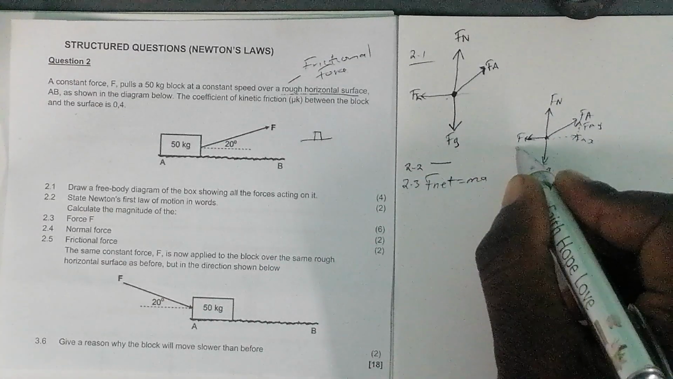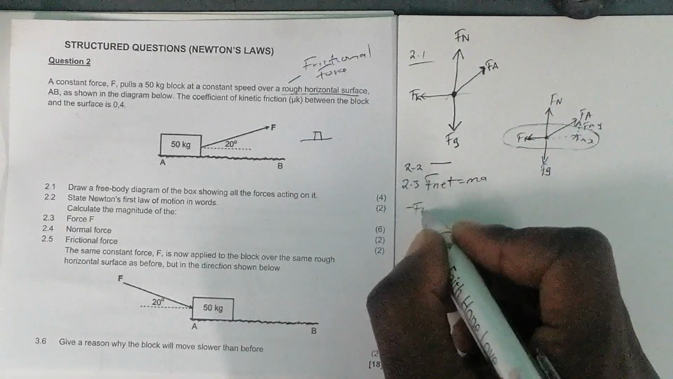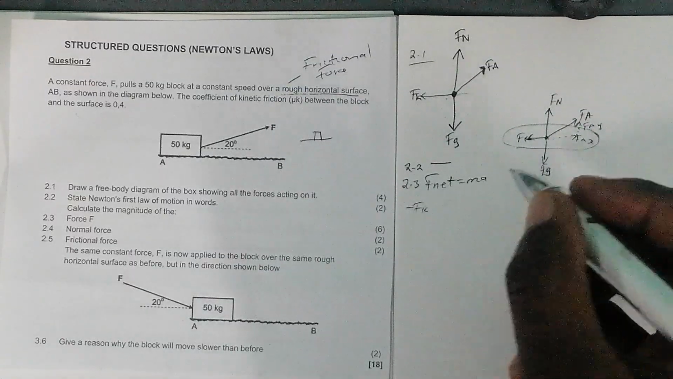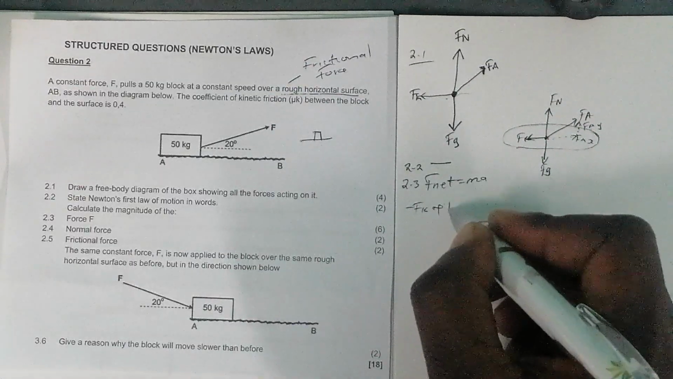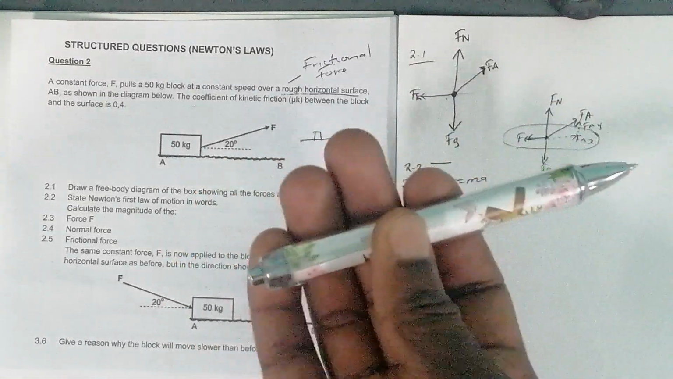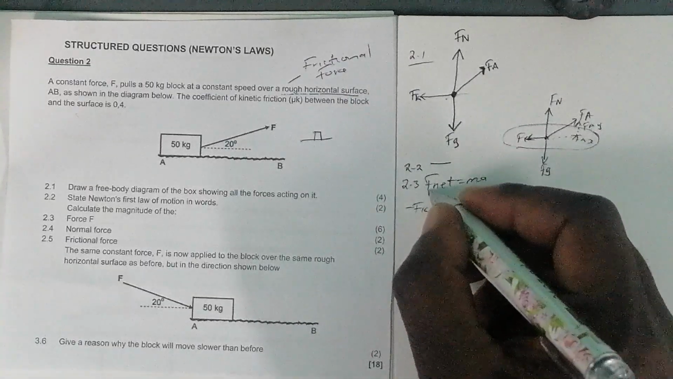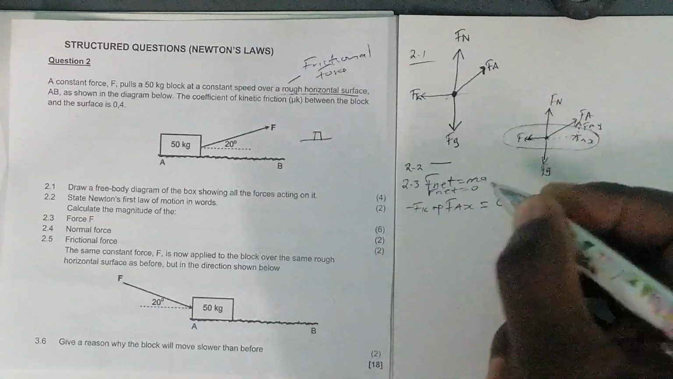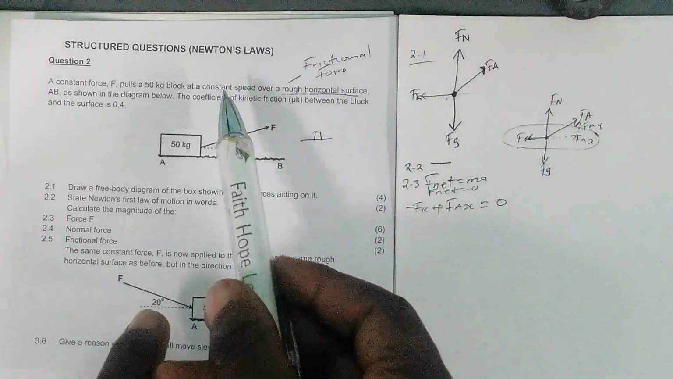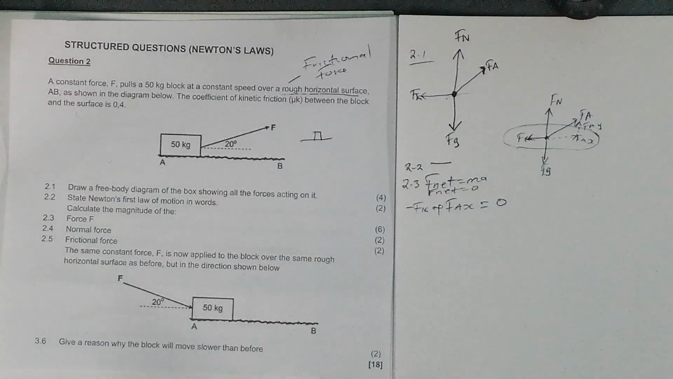Now we don't have one horizontal force, but we have two forces: minus Fk, since it is pointing in the westerly direction, plus Fax, since it is pointing in the easterly direction, equals 0. Do not forget that you write F net equals 0 before you substitute. Why? Because they talked about constant speed. Even if they talked about constant velocity, F net becomes 0. But for constant acceleration, no, F net cannot be 0.